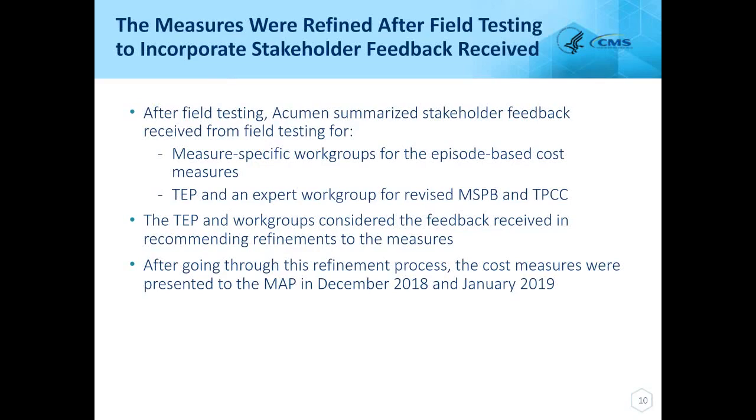Having completed this, we provided the feedback to the expert work groups and the technical expert panel with whom we'd been working to develop the original draft specifications. The work groups and the TEP then recommended refinements to each of the 13 measures, which were then presented to the Measure Application Partnership in December of 2018 and January of 2019. Next slide, please.